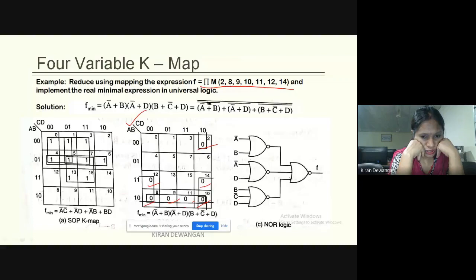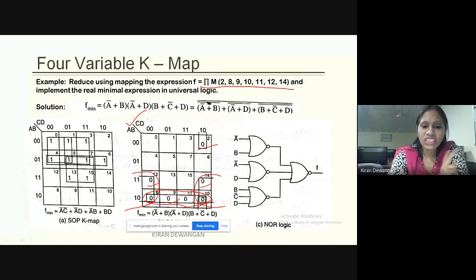Yes, 2 quads and 1 pair. Yes, we'll be having 2 quads and 1 pair. Correct. So this is our first quad. ये तो clearly दिख रहा है. We can see easily this is our first quad. Then we are having this as our second quad. ठीक है? So these are the 2 quads.